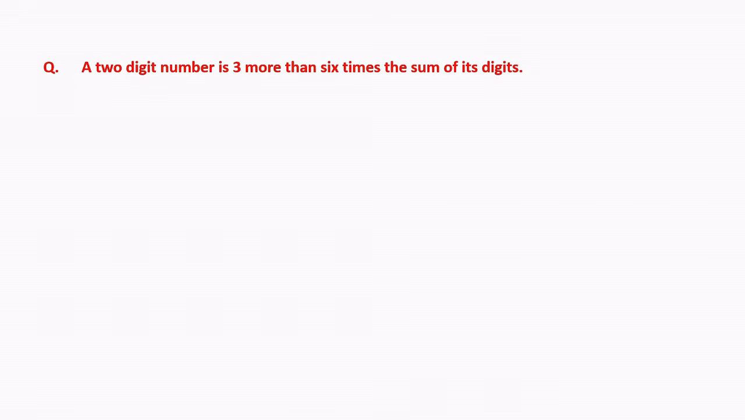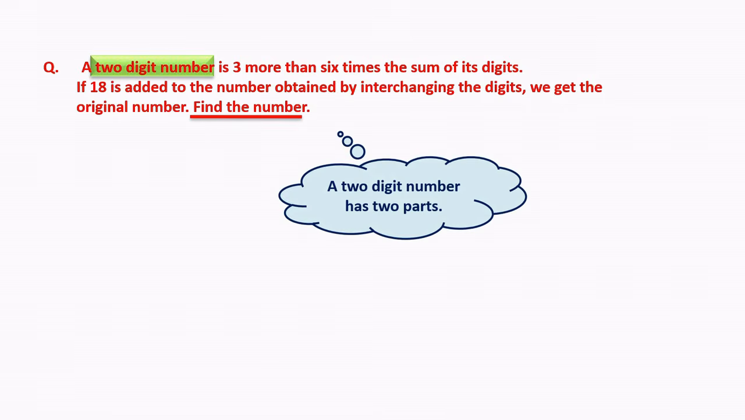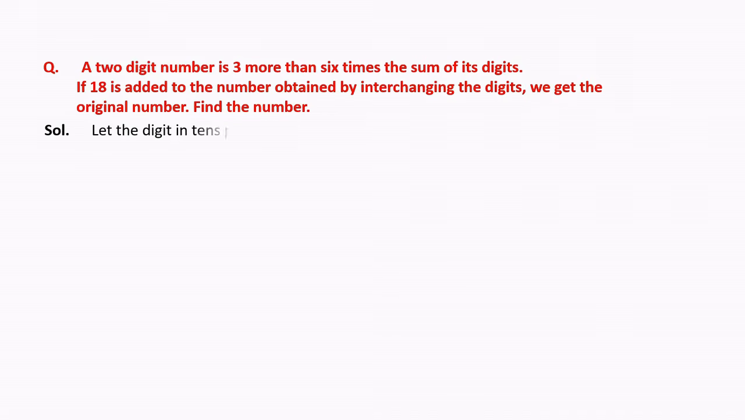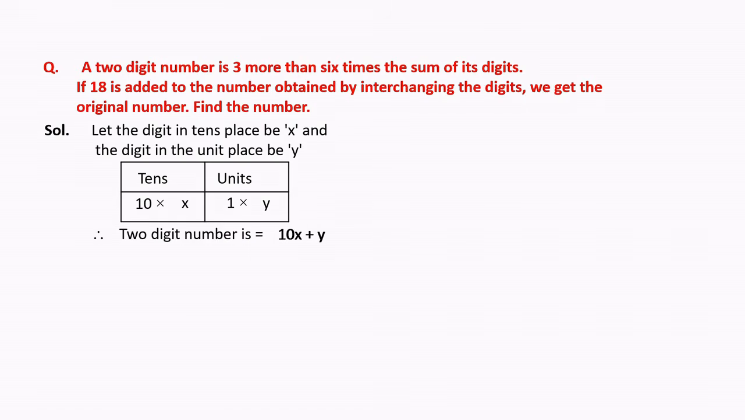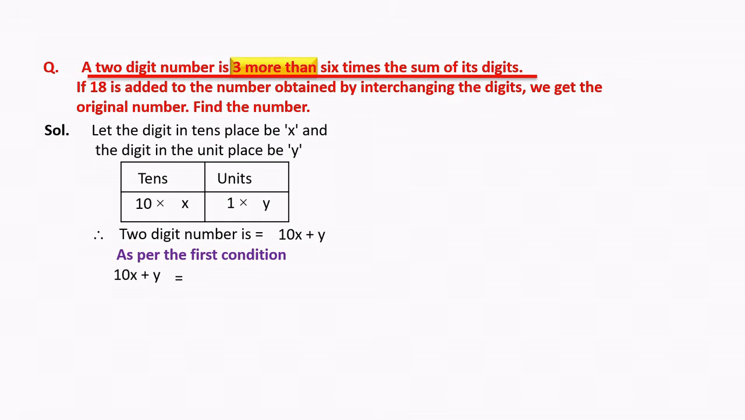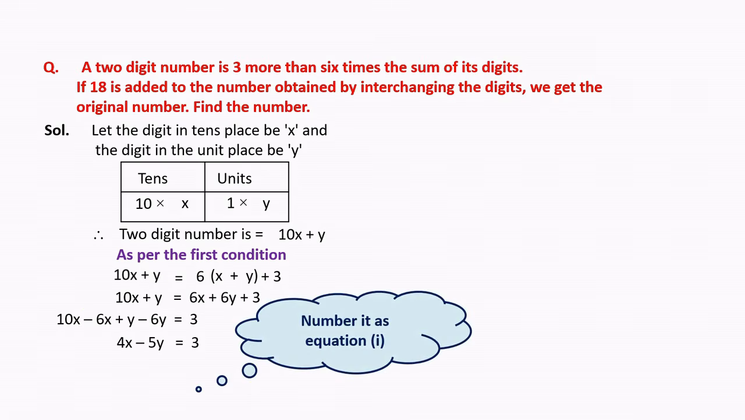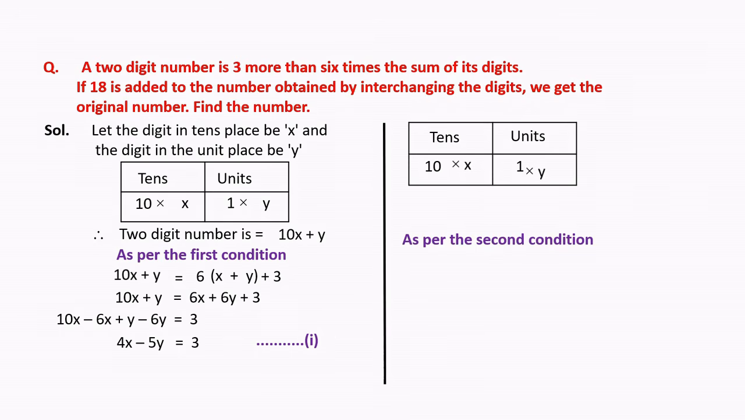Let the digit in the tens place be x and the digit in the units place be y. So, the two-digit number becomes 10x plus y. According to the first condition, the number is 3 more than 6 times the sum of its digits. So, 10x plus y equals 6 times the quantity (x plus y) plus 3. On simplifying, we get 4x minus 5y equals 3. This is equation 1.